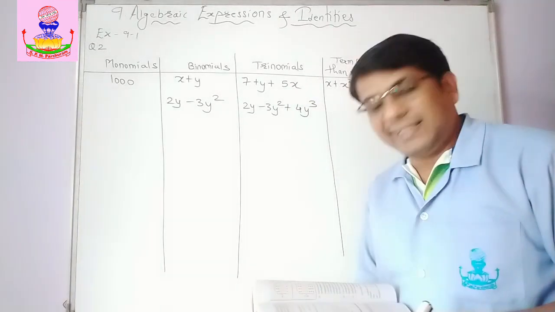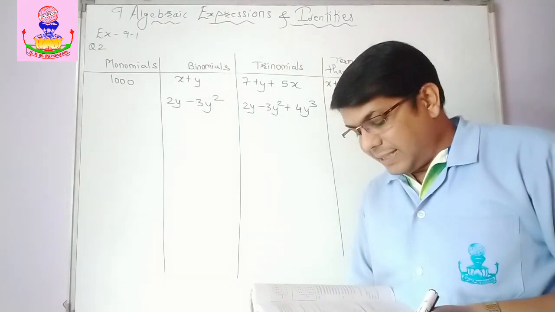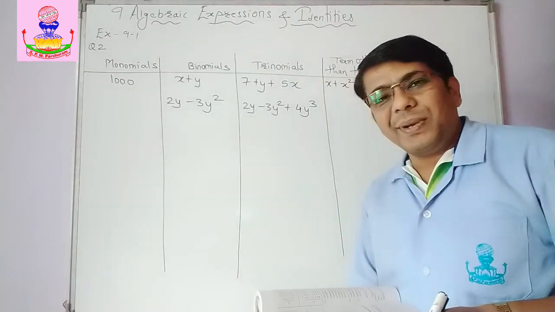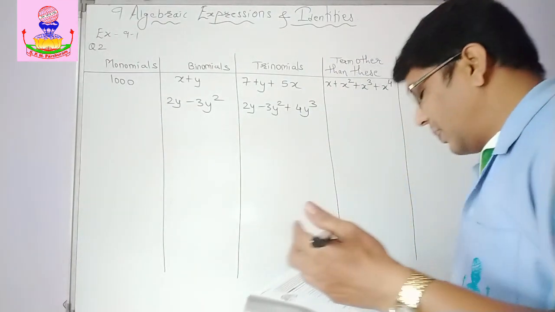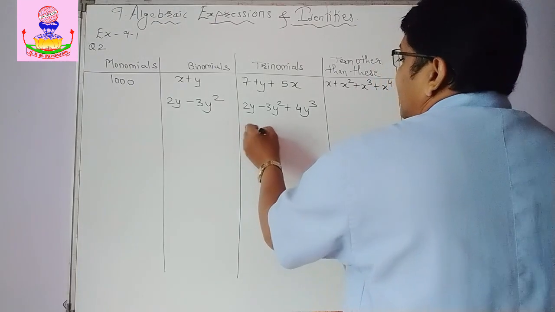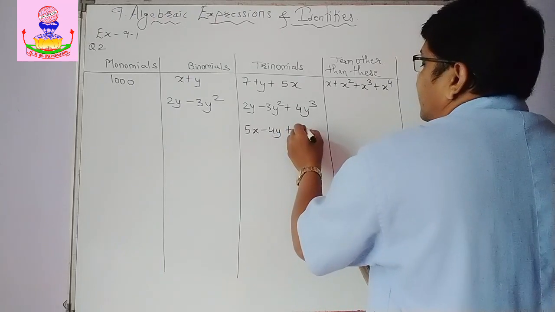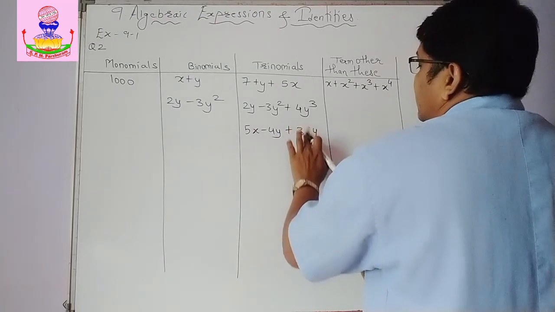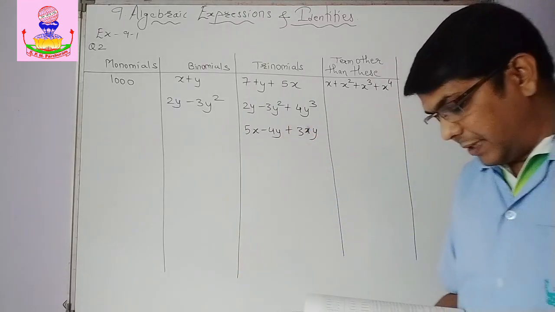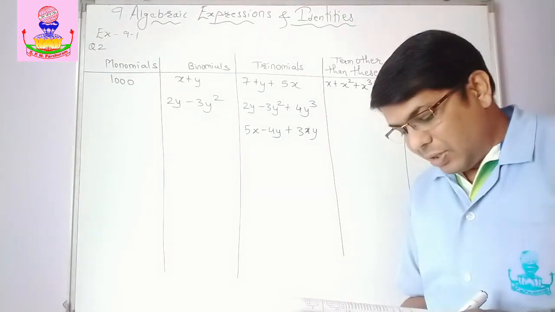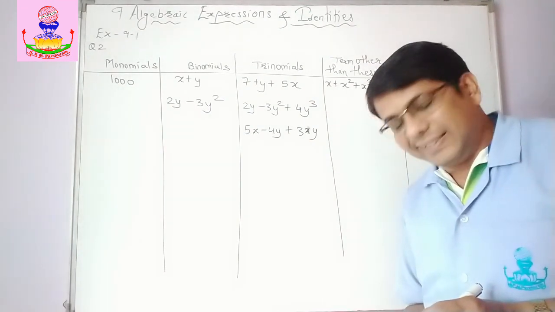Okay. Then next example. 5x minus 4y plus 3xy. Again, how many terms? Yes, 3 terms. So it has to be placed in trinomial. So 5x minus 4y plus 3xy.